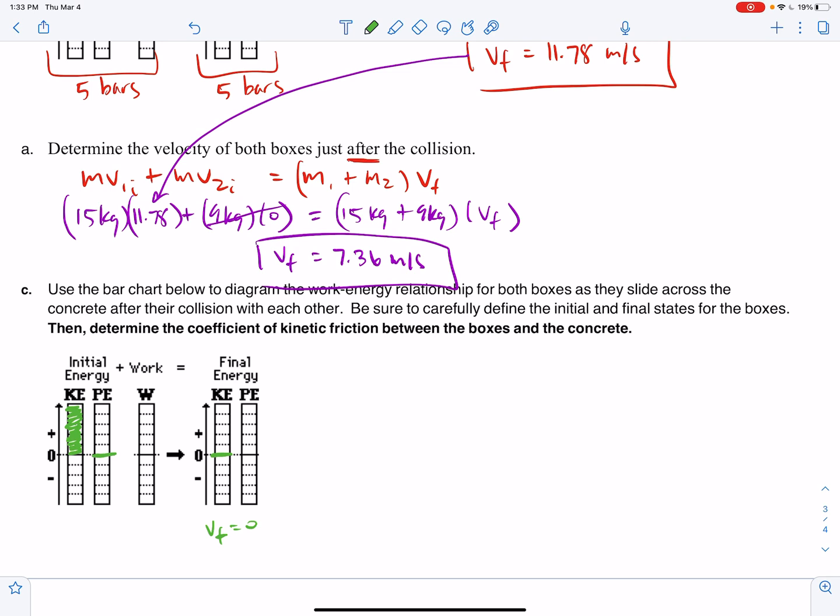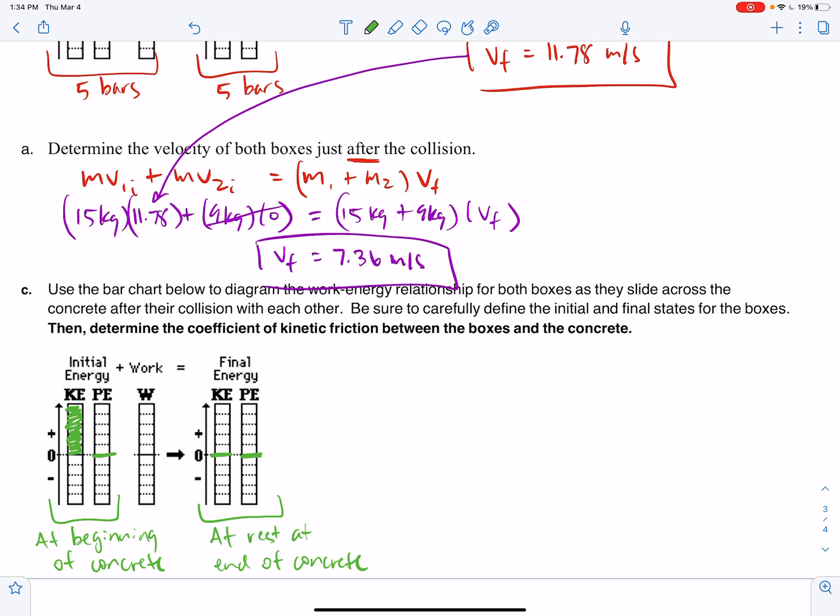And then the boxes are sliding along a level path the entire time, so the potential energy in the final state is still 0. So again, this initial state is, I will say, at the beginning of the concrete slab. And the final state, I will say at the end of the slab. I'll say at rest, at end of concrete slab.